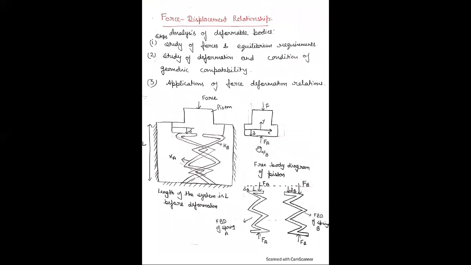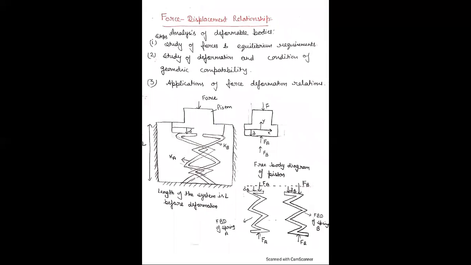Now the equilibrium requirement. Because here there is only a y component of force, the sum of Fy is equal to 0. If we consider only Fy equal to 0, because there is a vertical force, then we have Fa plus Fb and this F is negative. Therefore, Fa plus Fb minus F is equal to 0. F is equal to Fa plus Fb. This is equation 1.